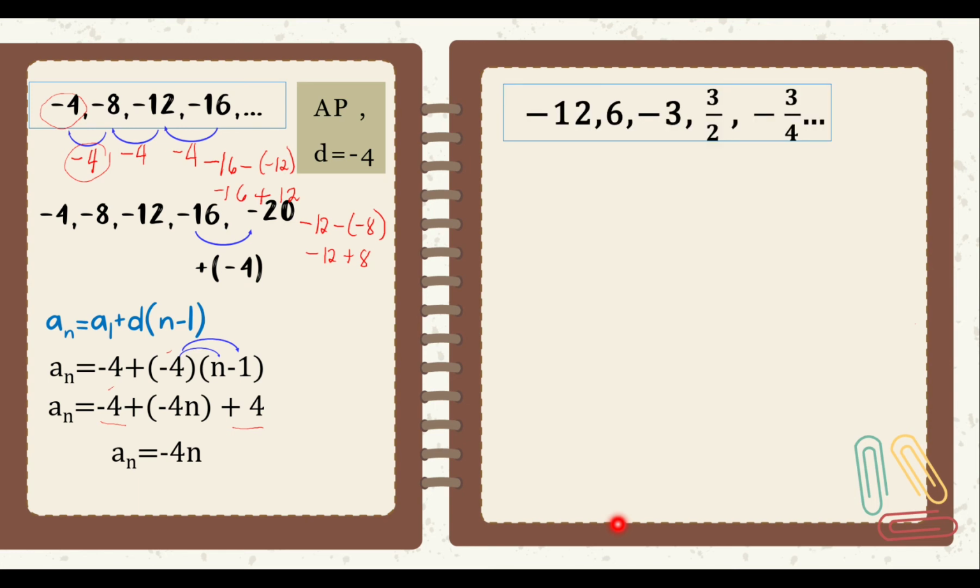Next, we have a negative 12, 6, negative 3, 3 halves, and negative 3 fourths. Again, observe what you are given. You have alternating negative, positive, negative, positive, negative. So no way will this be an arithmetic sequence, because if it would be an arithmetic sequence, it would be negative going positive or positive going negative. It would not be alternating. So what you can check is, is this a geometric progression or is it neither? Go.